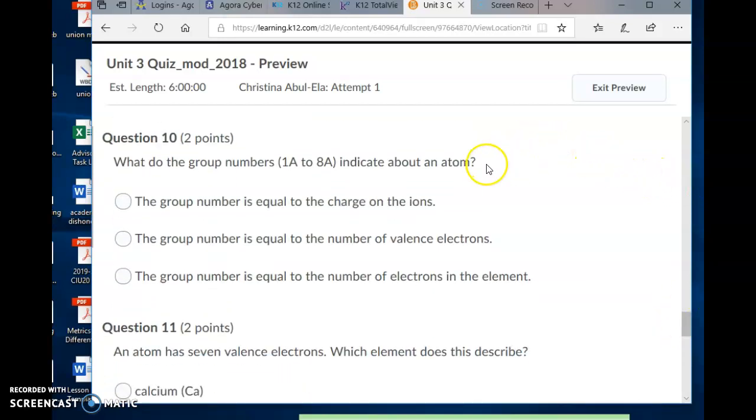Question 10. What do the group numbers 1A to 8A indicate about an atom? The group number is equal to the charge on the ions. The group number is equal to the number of valence electrons. The group number is equal to the number of electrons in the element.